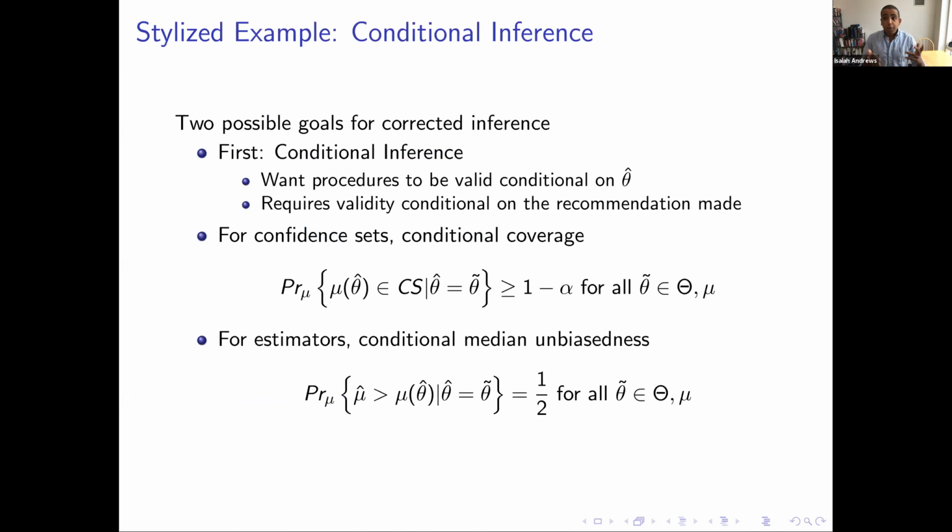All right, so on to proposed solutions. So to think about correcting these issues, we need to say what we mean by correcting them. And we think there are at least 2 possible goals for corrected inference, but we'll focus on 2.